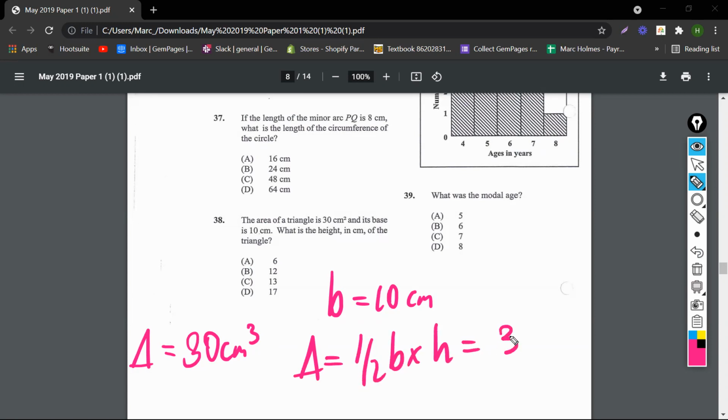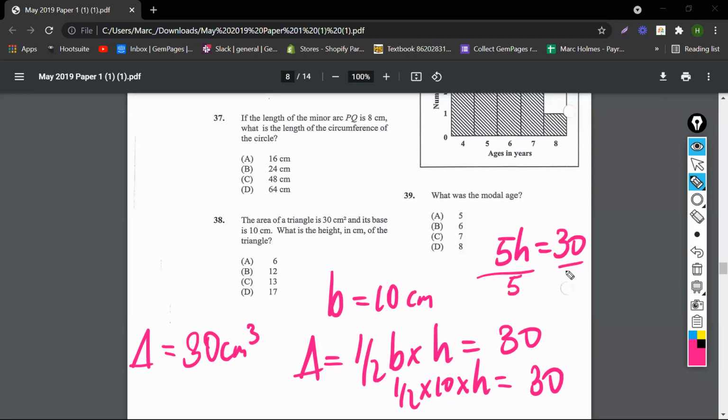Cool. And that's equal to 30. And they said the base is 10. So a half times 10 times the height is equal to 30. So this means that 5h is equal to 30. If I divide both sides by 5, this would end up giving me h is equal to 6. And the answer is A.